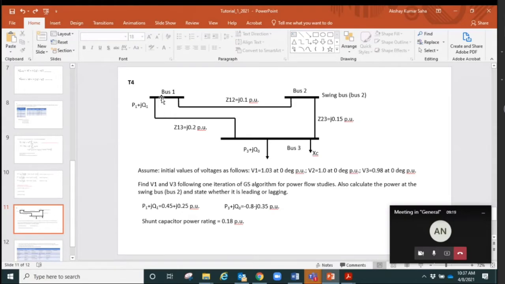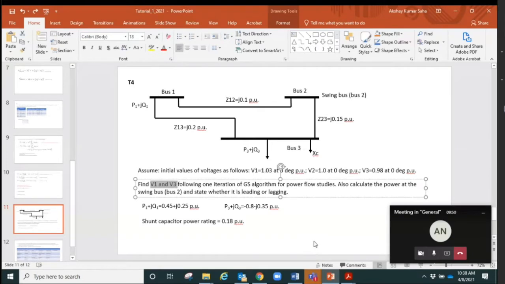There is a 3-bus system. Just let me repeat it. It's a 3-bus system: bus 1, bus 2 and bus 3. Bus 1 has some PQ, bus 3 has also PQ, bus 2 is a swing bus, and the interconnection impedances are given: Z12, Z13, Z23, and on top of that there is a shunt capacitor connected to bus number 3. We have to find out V1 and V3 after one iteration. I always keep it to one iteration to make it simple for our hand calculation because we're not using a computer.